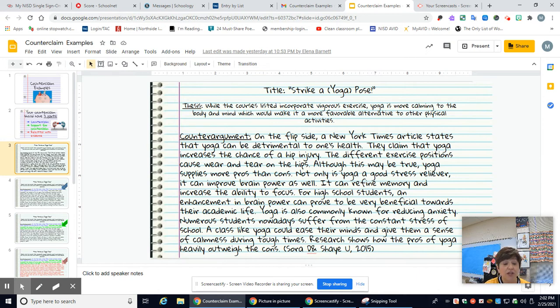Although this may be true, yoga supplies more pros than cons. Not only is yoga a good stress reliever, it can improve brain power as well. It can refine memory and increase the ability to focus. For high school students, an enhancement in brain power can prove to be very beneficial towards their academic life. Yoga is also more commonly known for reducing anxiety. Numerous students nowadays suffer from the constant stress of school. A class like yoga could ease their minds and give them a sense of calmness during tough times. Research shows how the pros of yoga heavily outweigh the cons. And there's even this, what we call a citation or internal citation. This shows where the writer of this counter argument obtained their evidence.